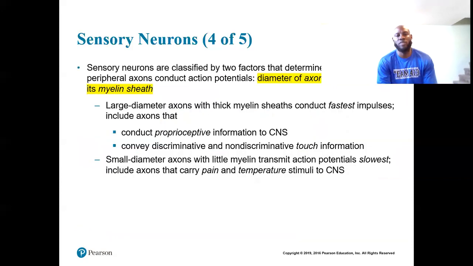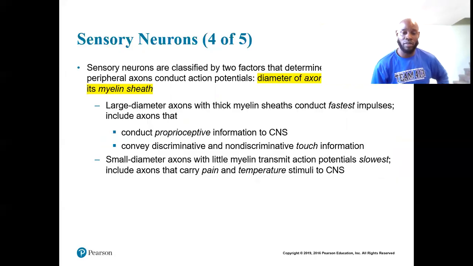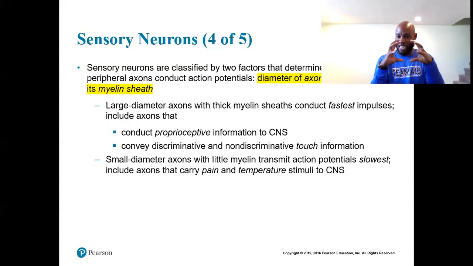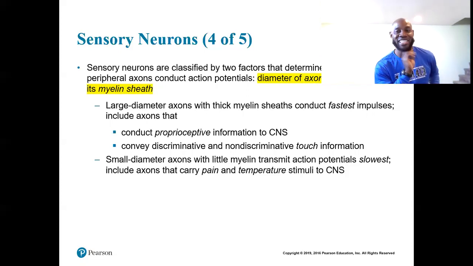Sensory neurons are classified by two factors that determine the speed with which the peripheral axons conduct action potentials. When you think of speed and sending a signal in the nervous system, hopefully the first thing that pops into your mind is myelination. We talked about that, right? But two factors determine the speed: the diameter of the axon, so how wide that axon is, and the thickness of its myelin sheath. Remember, the myelin sheath is the insulation.